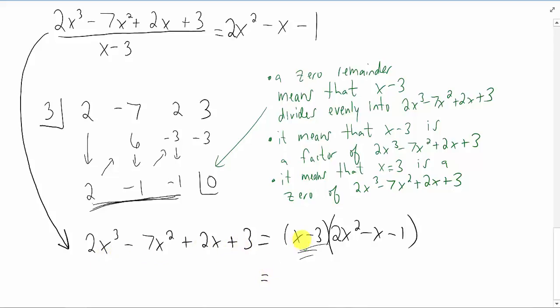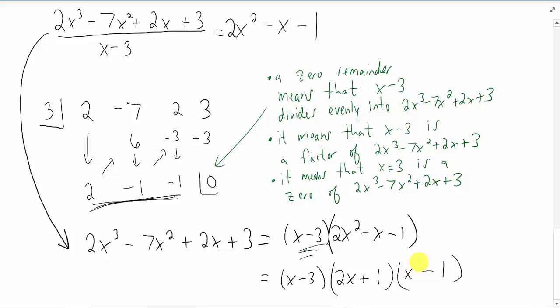Okay, so if this was your polynomial that was given and you divided out this factor x minus 3, part of the process of learning something about this polynomial might be to continue to factor the polynomial. In this case, we could continue to factor this trinomial right here. We're going to factor it into 2x plus 1 and x minus 1 factors.